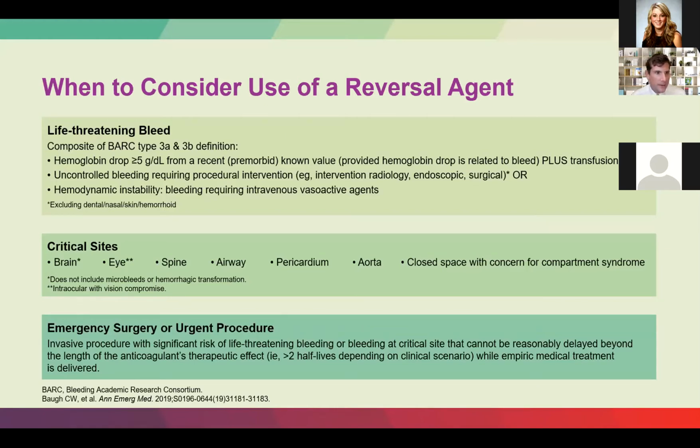For what I would call a life-threatening bleed, this is usually a high volume bleed, and typically a GI bleed, but it doesn't have to be. It could be a retroperitoneal bleed.